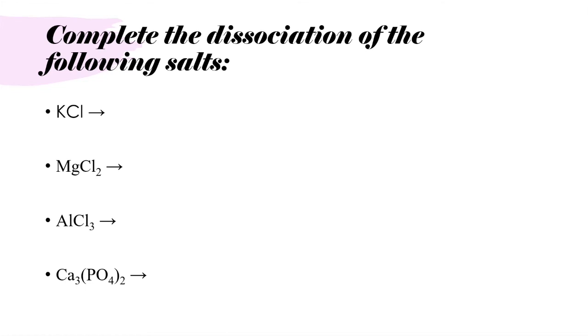Complete the dissociation of the following salts. I'm going to split the ionic compounds into their respective parts, positive and negative. So I'm going to start off with potassium chloride. It splits into K+ and Cl-. Next, I have magnesium chloride, and so magnesium is a positive 2 charge, and it splits into 2 chloride ions.